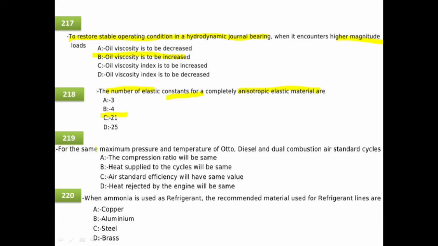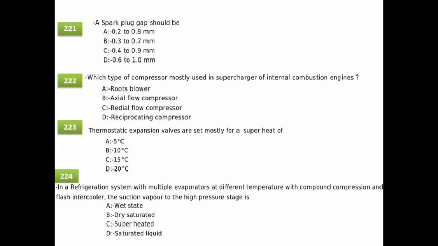For the same maximum pressure and temperature of Otto, diesel and dual combustion air standard cycle, the heat rejection will be same in the engine. Answer is heat rejected by the engine will be same. When ammonia is used as refrigerant, the material used for refrigerant line is steel. A spark plug gap should be 0.3 to 0.7 mm.